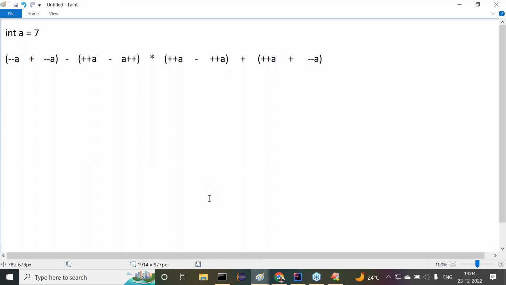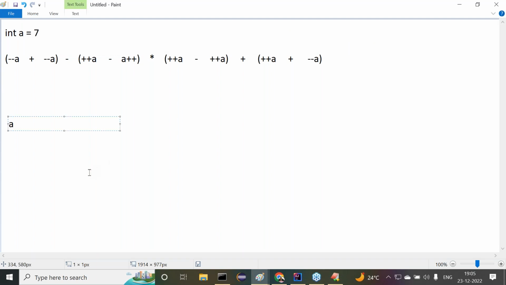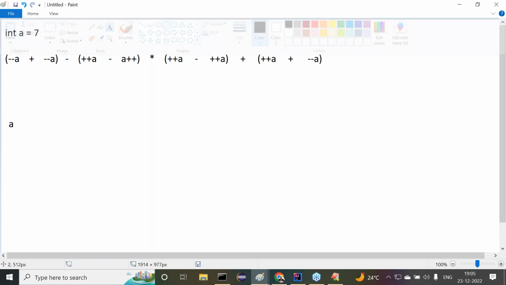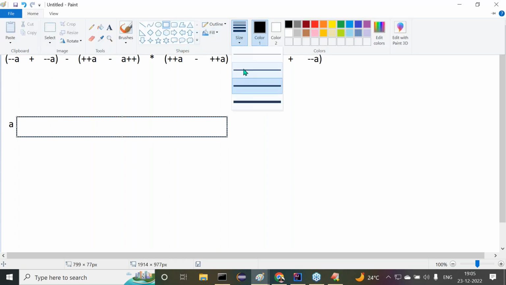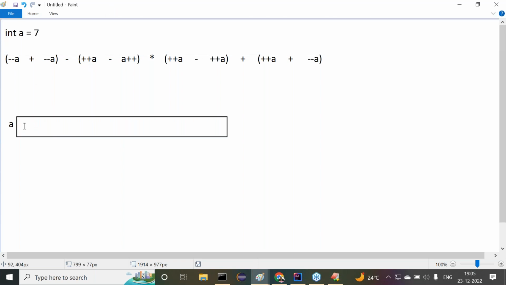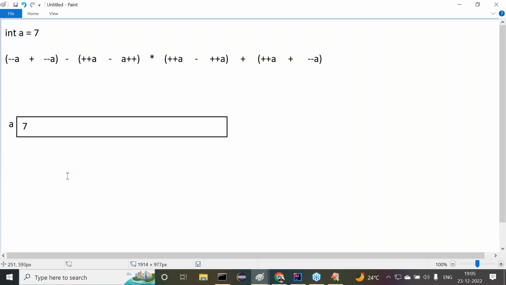Okay. Now try to understand it clearly. What we are getting the clarity now after this. First of all, a variable will have 4 bytes of memory. In 4 bytes of memory, we are able to have a value like 7. 7 is the value.